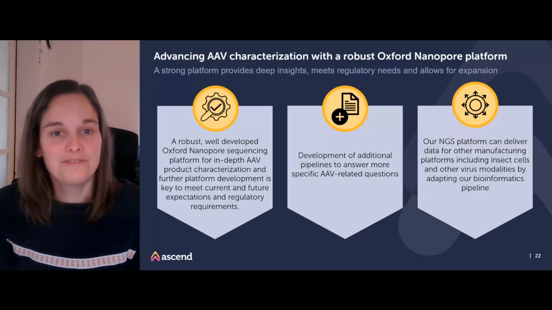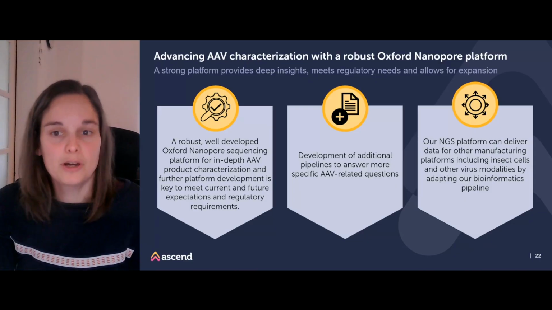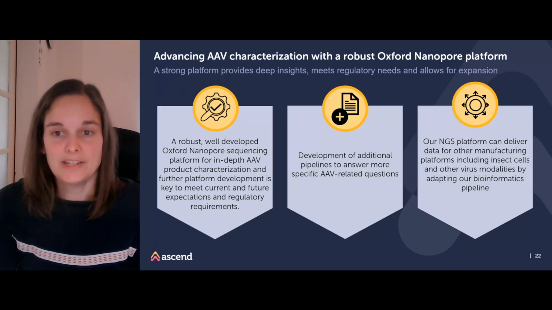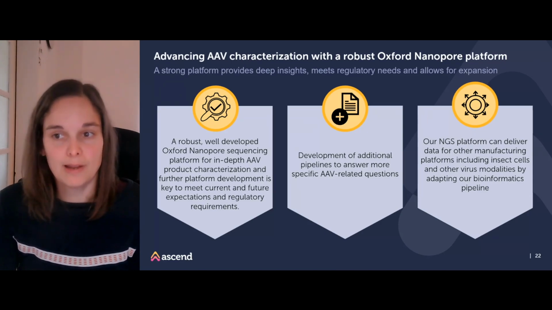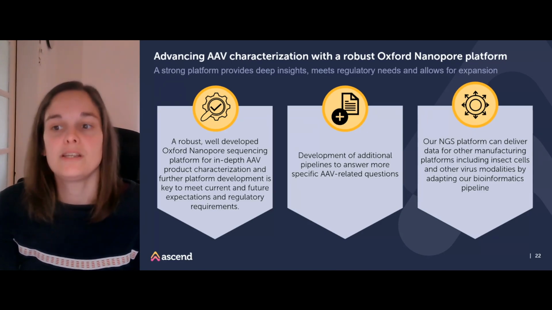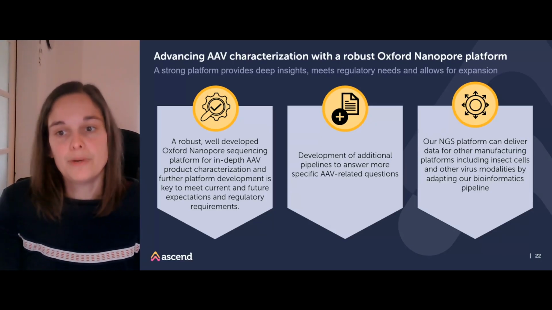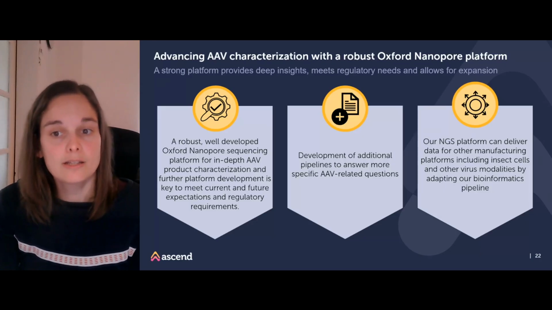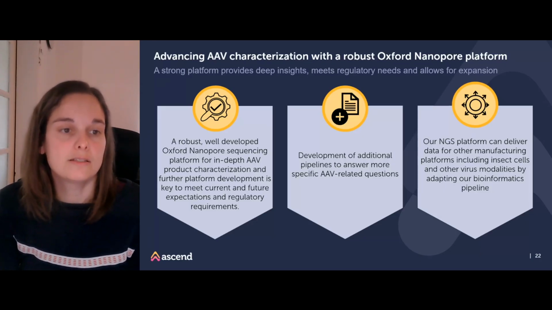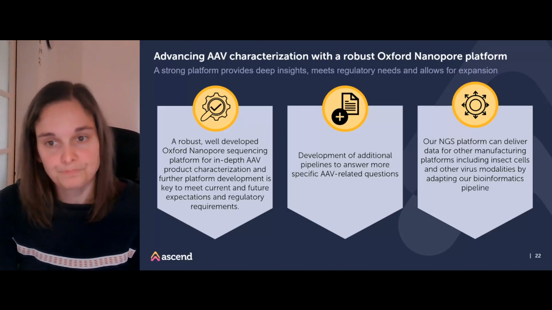Thanks, Florian, for giving a good overview on our pipelines. I just want to now use the opportunity to summarize what we've just heard. And in short, we wanted to show you that we have developed a robust long-read NGS platform based on Oxford Nanopore sequencing for deep AAV characterization. And beyond our standard pipeline, we have added specialized workflows, for example, the impurity ITR linkage analysis that Flo just presented to you to further de-risk AAV products.